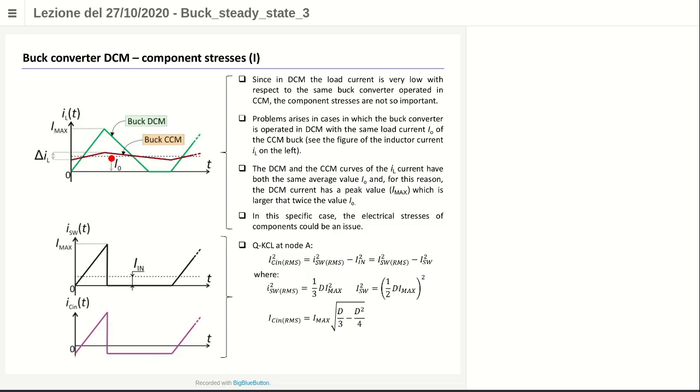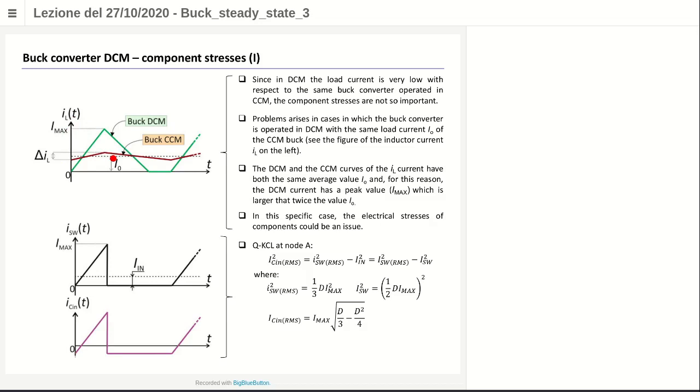But if you want to use DCM with the same average inductor current, the same output current you can have in the CCM, then it's quite easy to understand that the maximum instantaneous current in the inductor is very large. It typically is twice the I0 current. This is due to the fact that the average current is the same. So in order to have the same average current in CCM and DCM, the peak current in DCM is much larger, almost 2 times the maximum current you can have in buck CCM. In the same way, the delta IL, the peak-to-peak current ripple, is very large with respect to that in CCM.